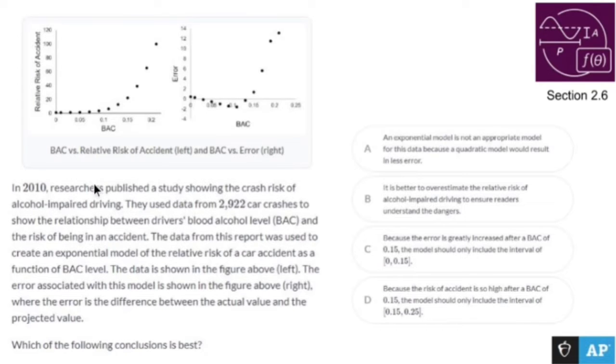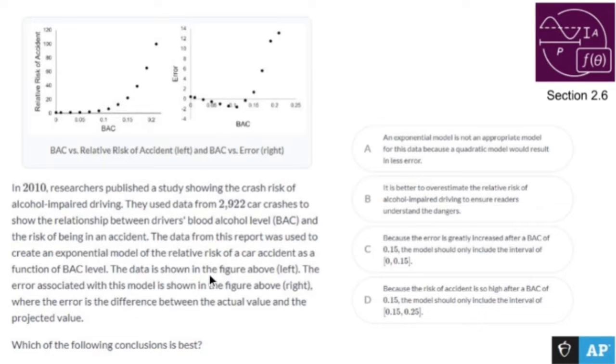In 2010, researchers published a study showing the crash risks of alcohol-impaired driving. They used data from that many car crashes to show the relationship between driver's blood alcohol and the risk of being in an accident. The data from the report was used to create an exponential model of the relative risk of car accidents as a function of blood alcohol.